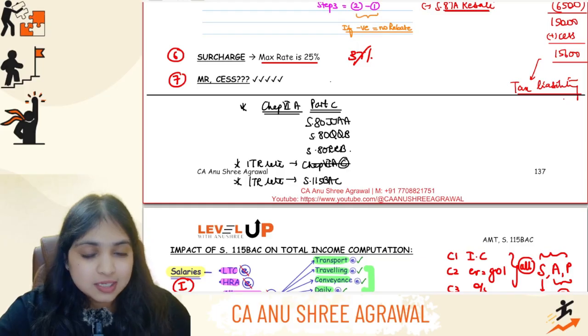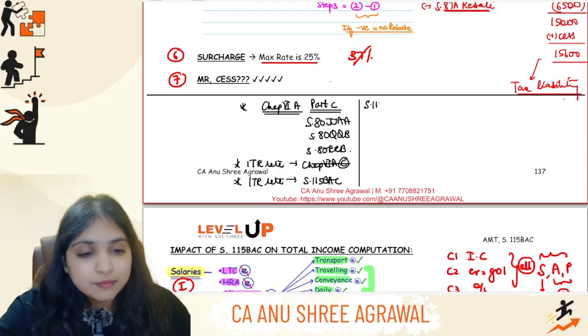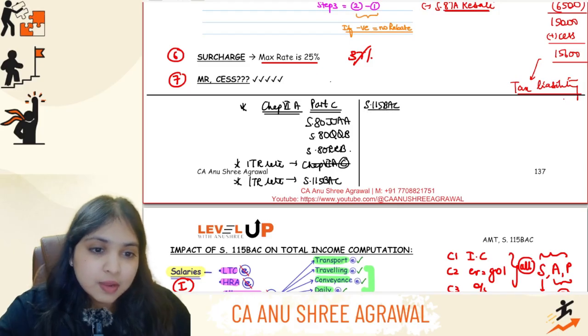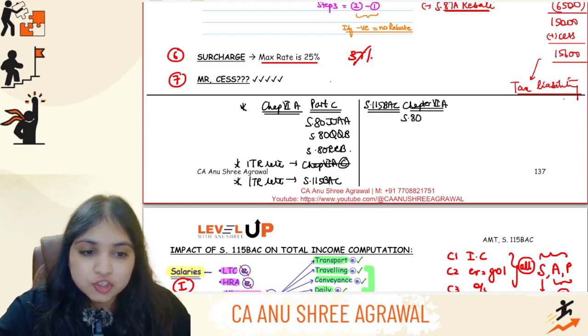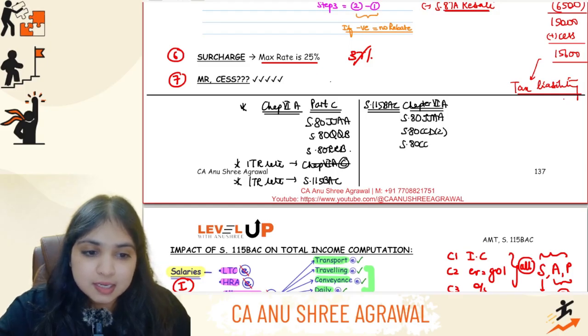And then one last point, guys. If the assessee is following 115BAC, then in that case, the assessee can claim Chapter 6A only three sections. What are the three sections the assessee can claim? Number 1, Section 80JJAA, then Section 80CCD subsection 2, and lastly Section 80CCH subsection 2.